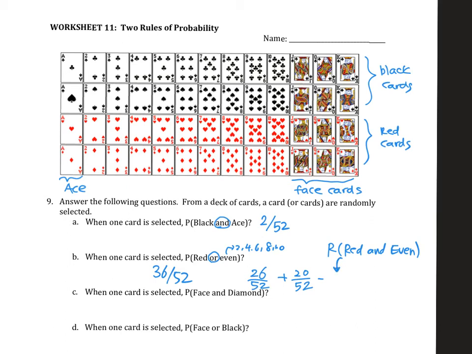So how many are there? 2, 4, 6, 8, 10. Basically, they are red even cards, so there are 10 of them, so I'm going to subtract 10. If you calculate that out, you'll get 36 over 52. So you get the same answer. There are alternate ways to do this OR part. I could have just counted, or I could have used the addition rule formula to calculate.